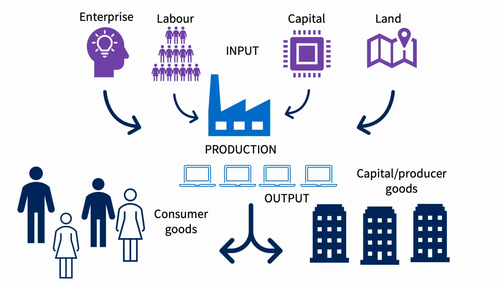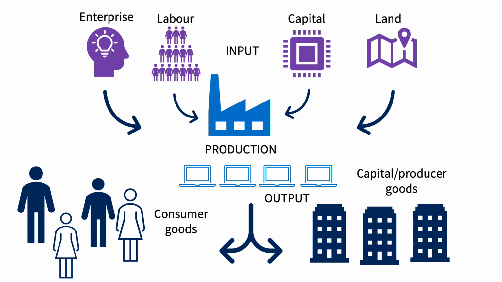Now let's apply what we've learned by taking a look at an example. Here we see a production process for a laptop computer. Up at the top of the screen we see the four factors of production: enterprise, labour, capital and land, and together they are the inputs. The enterprise might be the entrepreneur who started this business. The labour might be all of the factory workers. The capital would include tools, machinery, equipment used in the factory, the components and the part-finished laptop computers, and the land would be the territory that the factory is actually built on.